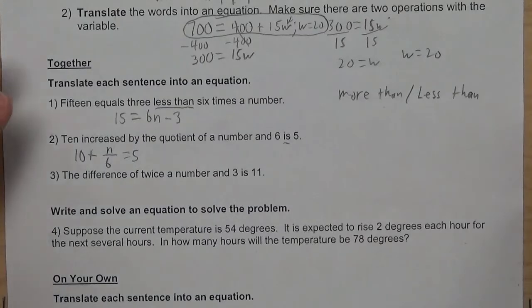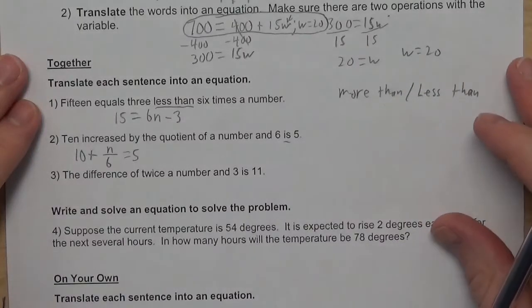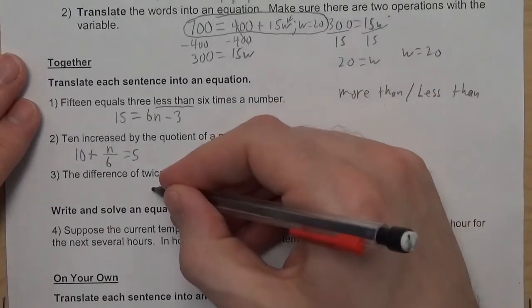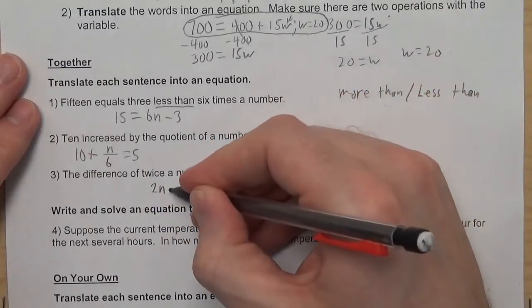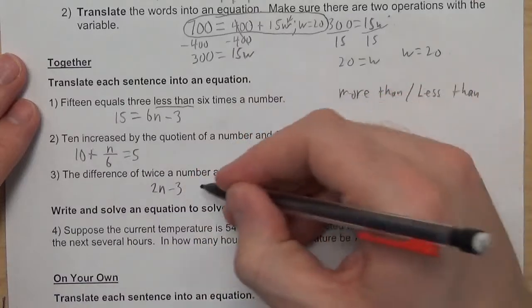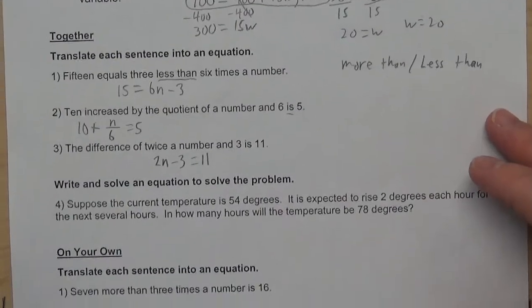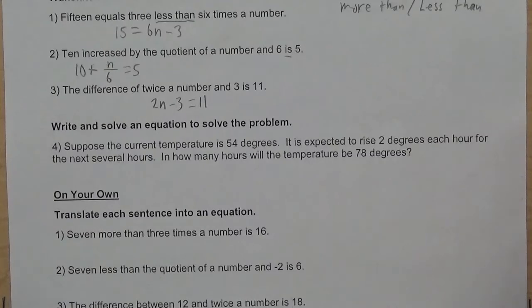So the difference is the answer to a subtraction problem. The difference of twice a number would be double the amount of a number. So the best way to handle that probably would be to multiply it by 2, right? So the difference of twice a number, so 2 times some number, and 3. We're looking for the difference between those, so we're going to subtract: 2n minus 3 is 11. We're not asked to solve these equations, we're just asked to translate them into an equation, so that's all we're doing for these. But on number 4 here, the last one of the together problems, it says write and solve an equation to solve the problem.